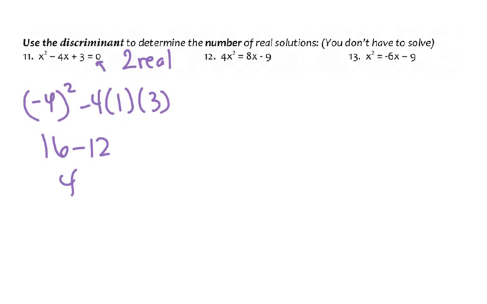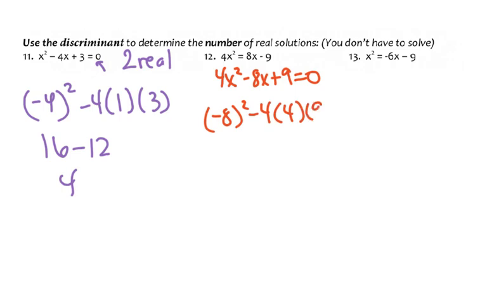Number 12. I need to get everything on the same side. So first off, because you cannot use the quadratic formula or any part of it unless you've got that set equal to 0. So if I do b squared minus 4 times a times c, I'm going to have 64 minus 16 times 9. I don't even care what that is because I know it's bigger than 64, so I know I'm going to be taking away something bigger anyway. It is 144, but I'm going to have a negative number there, so I'm going to have two imaginary solutions.